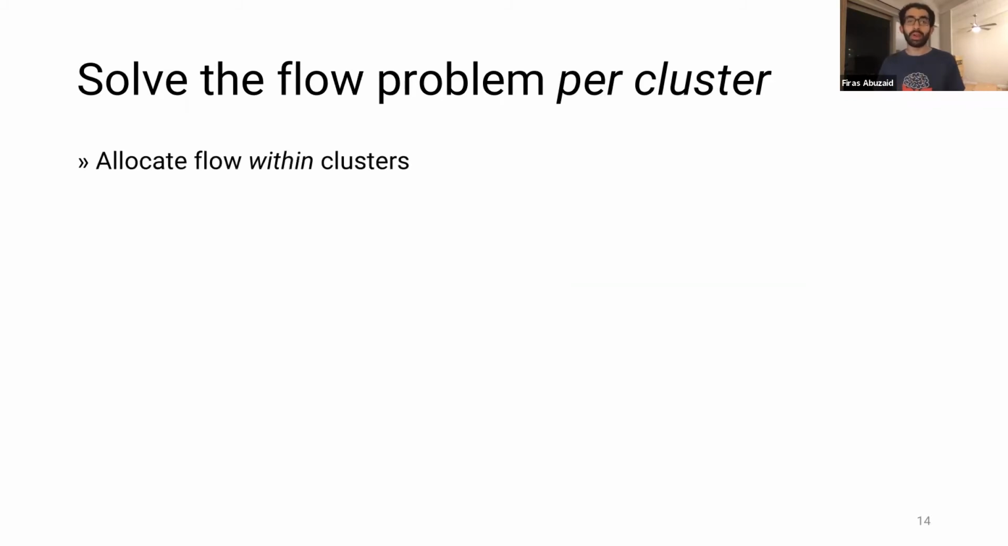We have to allocate flow within the cluster. But because we've solved the high-level flow problem in the previous slide, we can now treat each cluster as independent and solve each of these smaller per-cluster problems in parallel. This is especially true once we apply not just one or two, but many clusters, such as square root of n. Let me show you what I mean.